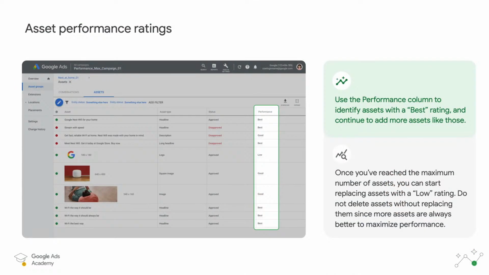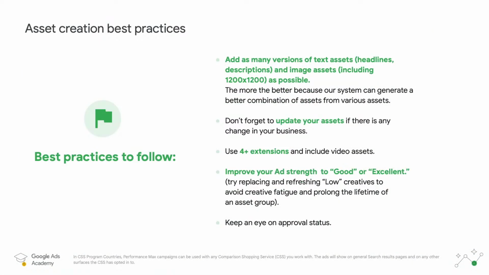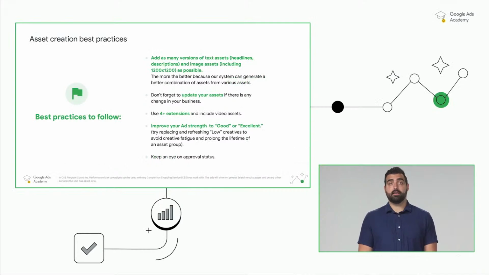You can use asset performance ratings of best, good, and low to understand which assets to remove and add new assets in. Pro tip, don't only delete low-performing assets, make sure to replace them with a new asset that could improve performance. Other best practices to follow with asset groups: add as many text assets, image assets, and video assets as possible. Again, this will help machine learning generate the best combination of assets for the creative.